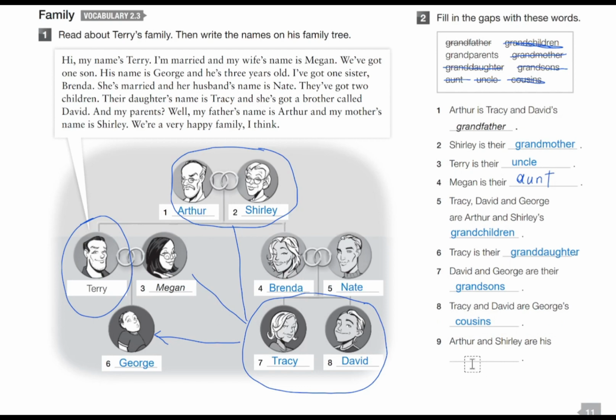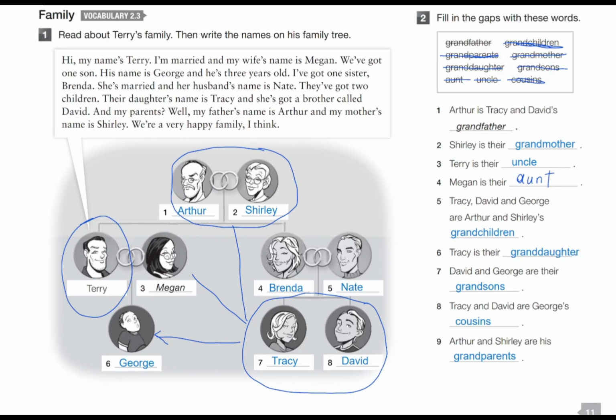Okay. Number 9, Arthur and Shirley. Arthur and Shirley are his... So George. Arthur and Shirley are his grandparents. That's it. So we can cross out grandparents as well. There you go. And that's it.